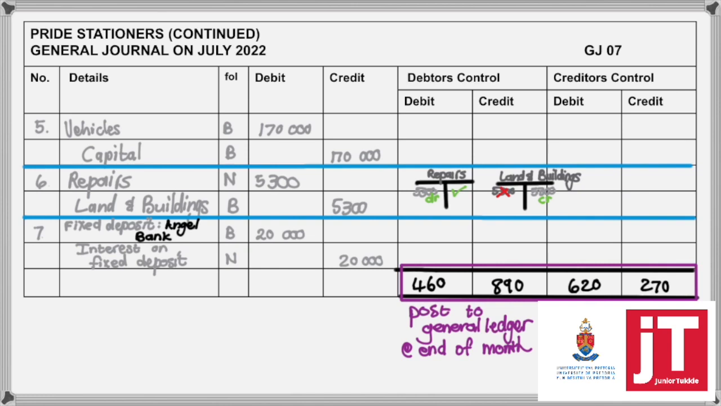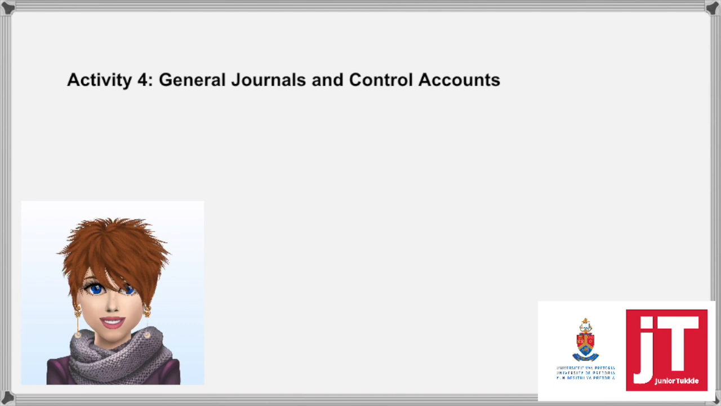And what do we do with these totals? They will be posted to the general ledger accounts at the end of the month as journal debits and journal credits in the control accounts. But we'll look at the posting of these accounts in another activity. So in activity 4, we're going to look at the general journal and posting them to the control accounts.